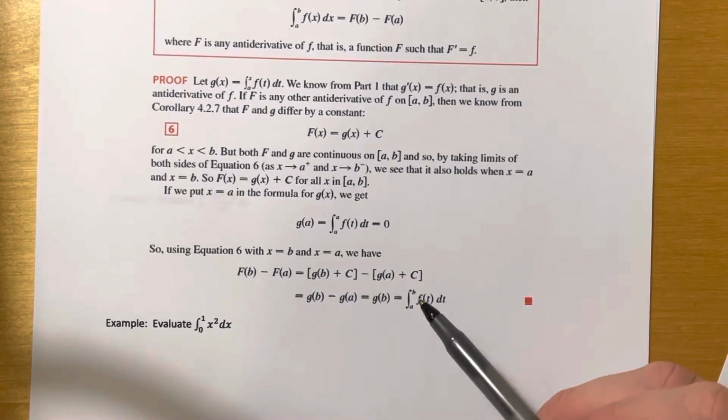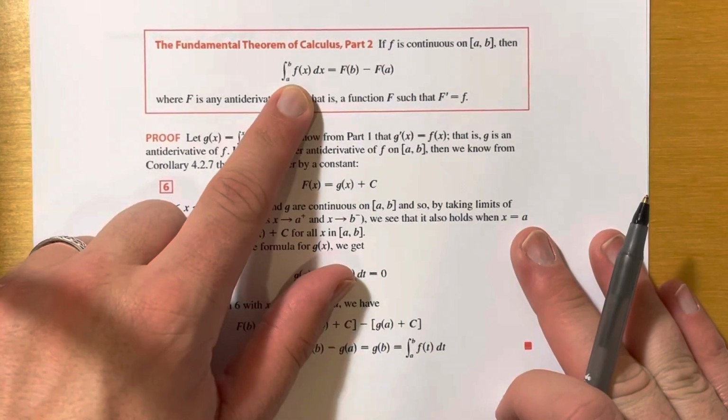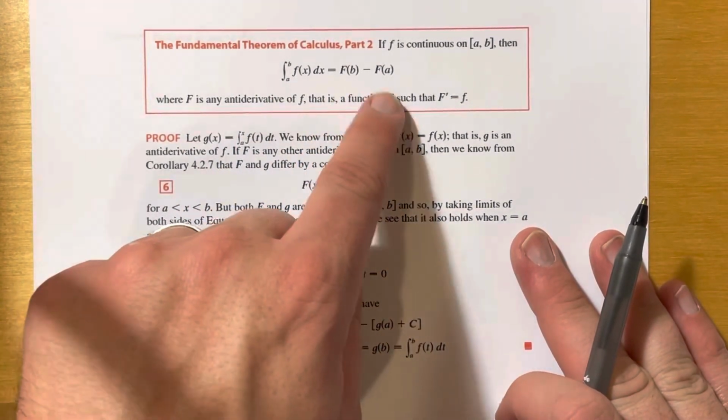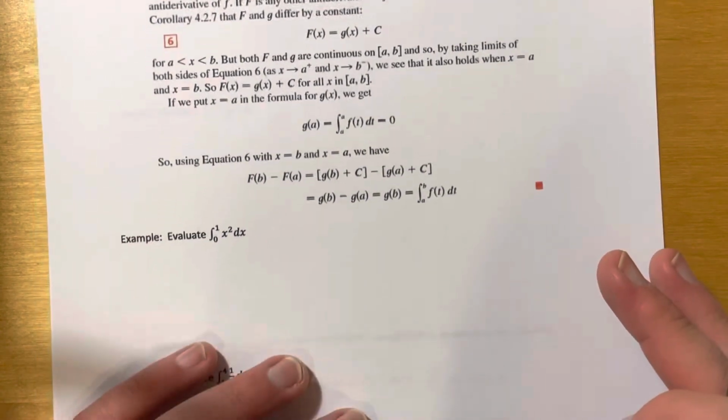So we end up with the integral from a to b of f of t dt, which is exactly what we were trying to show, that that integral was equal to capital F of b minus capital F of a right there, okay? That's the whole proof.